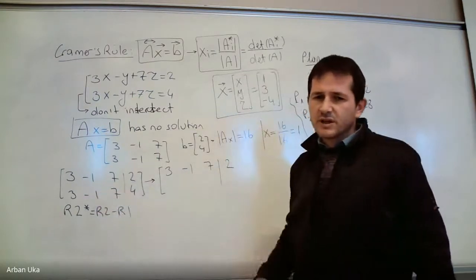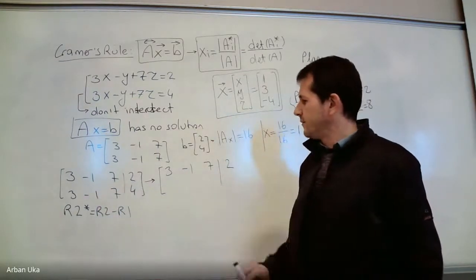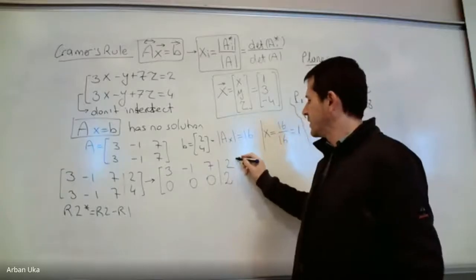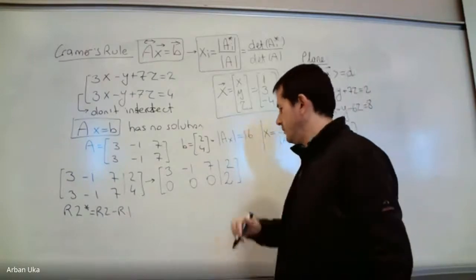Can somebody from the class help me here? What should I get here? 0, 0, 0 and minus 2. No, 2. Okay, what does this mean?